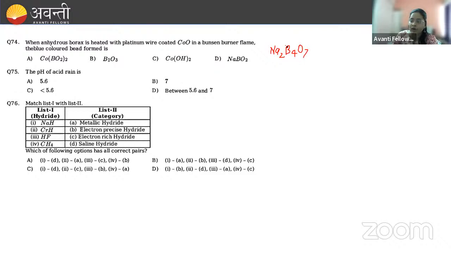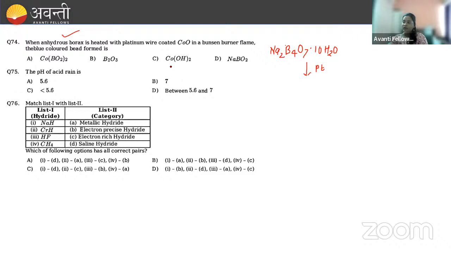Na2B4O7·10H2O. This is our borax. You know the borax bead test, right? When this compound is heated in the presence of platinum, there is a production of anhydrous borax.